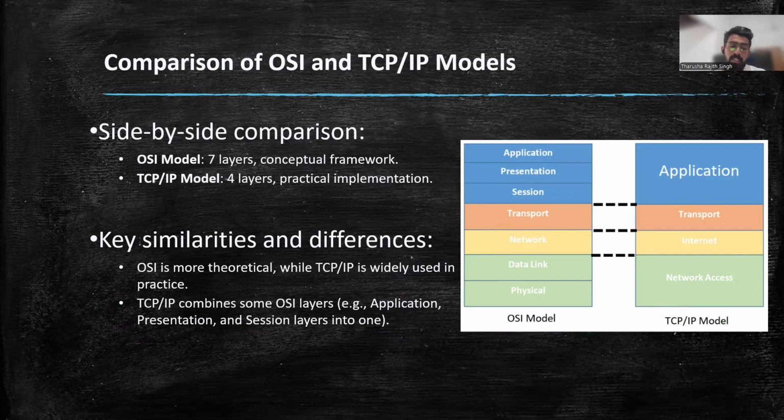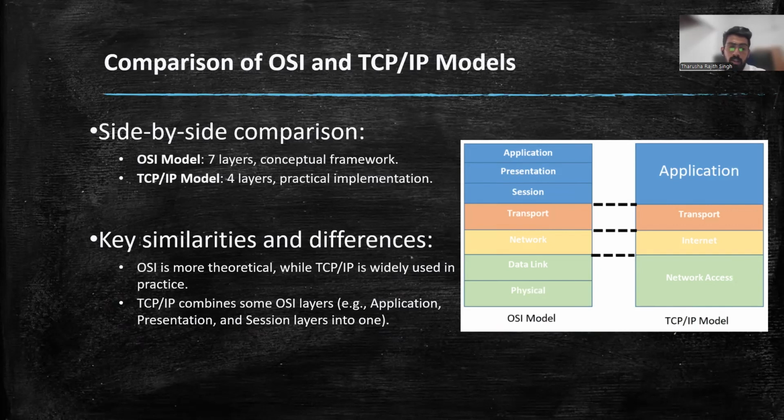So key similarities are both models divide network communication into layers. They have layered architectures and they share similar functions at corresponding layers. Examples are the transport layer in OSI and TCP/IP, in both architectures.